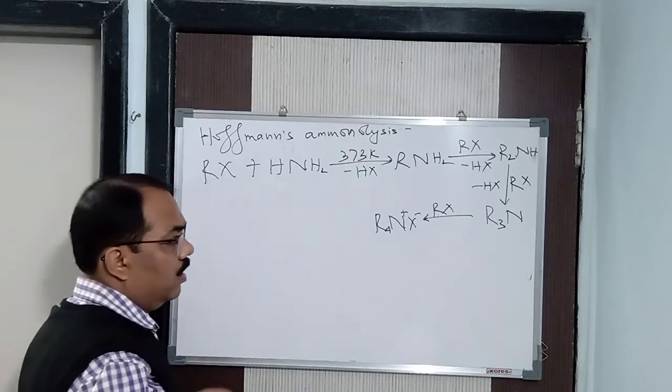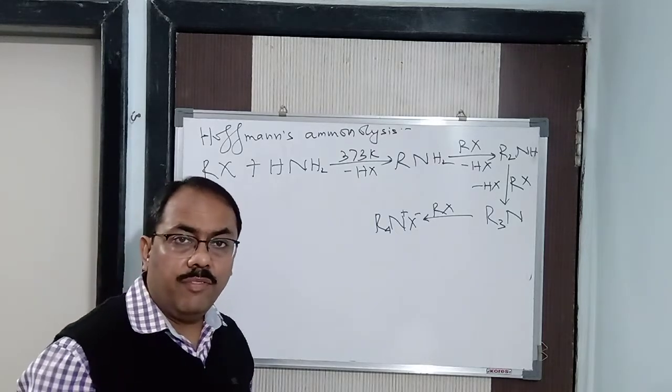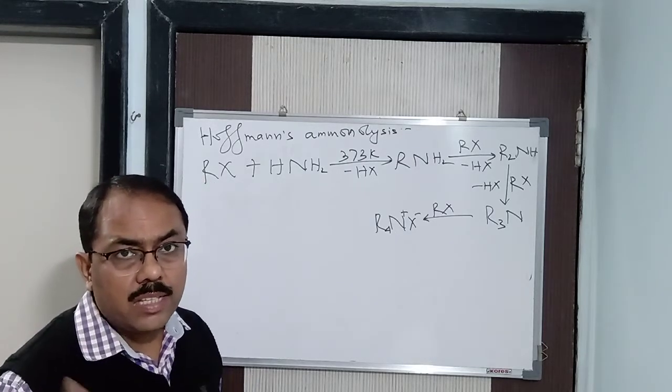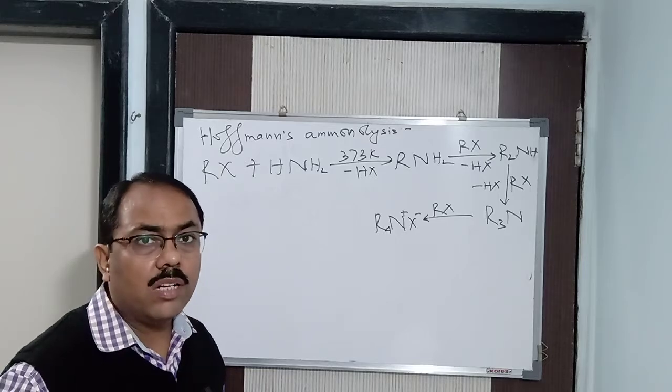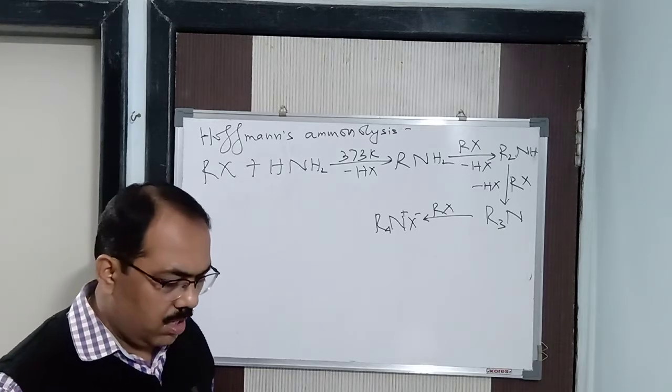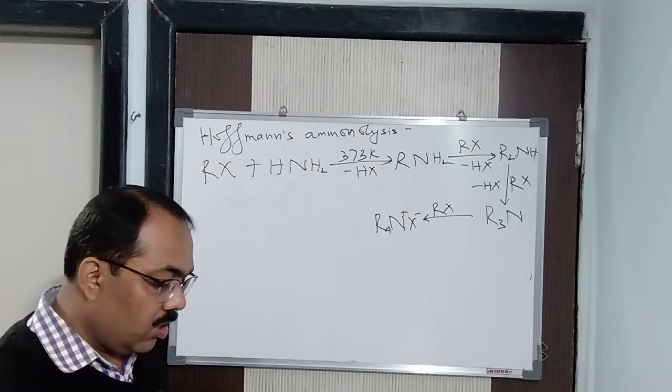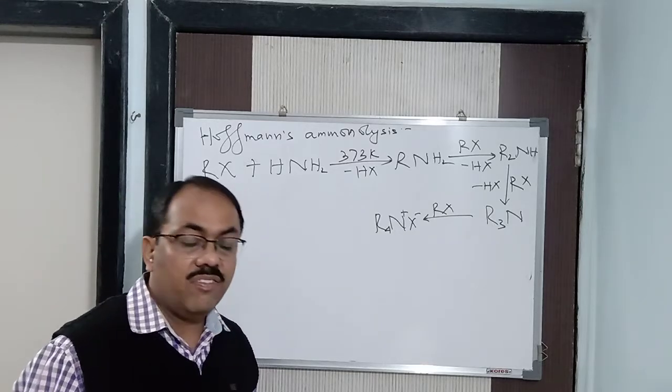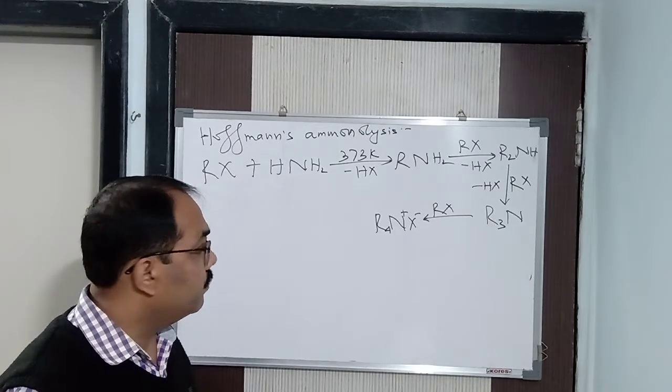We can say that. Clear? So in this way, we get different amines. Hence this process is called Hofmann's ammonolysis. Clear? So here exhaustive alkylation is taking place.